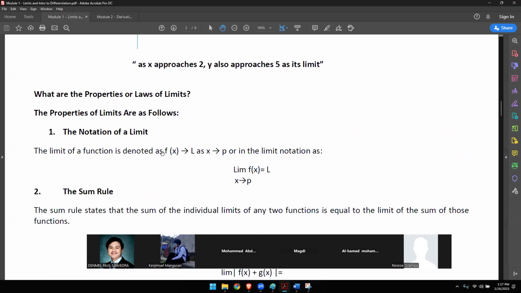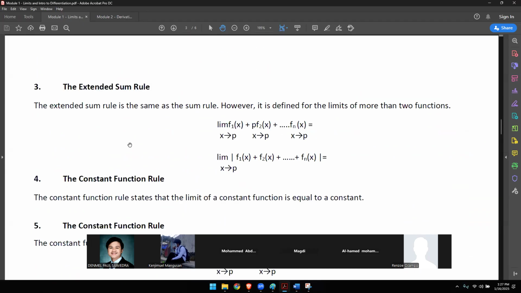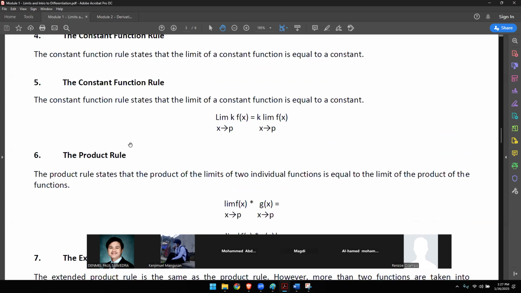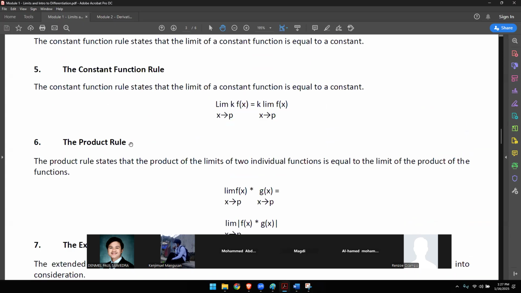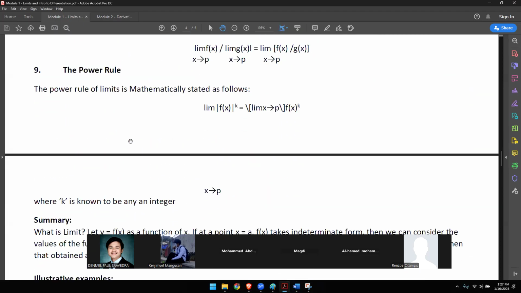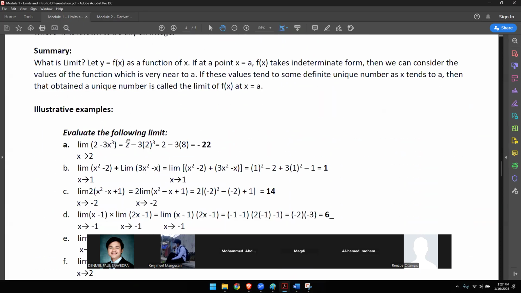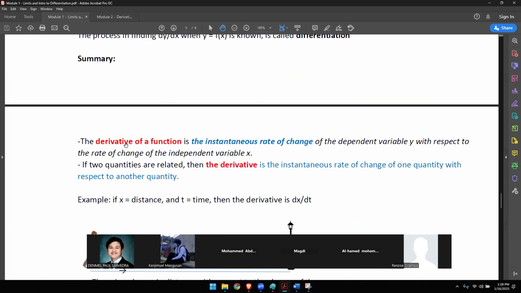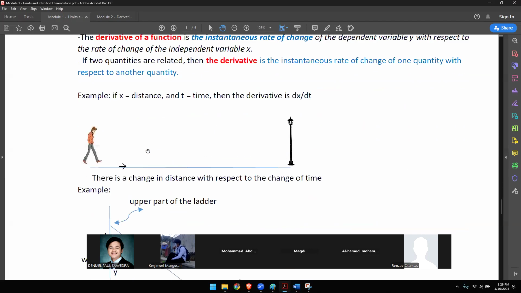Okay, notation of limit, sum rule, extended sum rule, the constant function rule. We already discussed that one. You know the rules under the limits. So some examples, more examples, and then just a summary of a function.